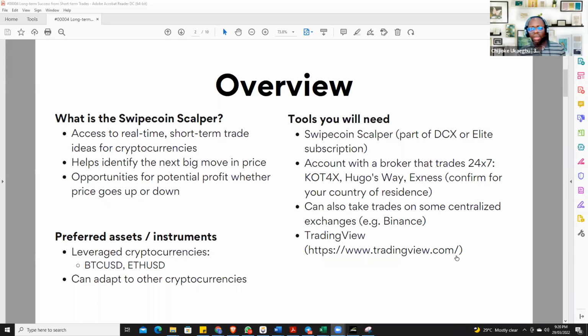And one free tool that will help with all of this, which we'll introduce later on, is TradingView. We've talked about TradingView on our calls a couple of times. Do you, strictly speaking, absolutely need TradingView? No. The Swipecoin Scalper gives you everything that you need. But if you want to go ahead and set alarms or set alerts, as I will show you, then that's where TradingView comes in. So these are the things that you need to really use the Swipecoin Scalper.